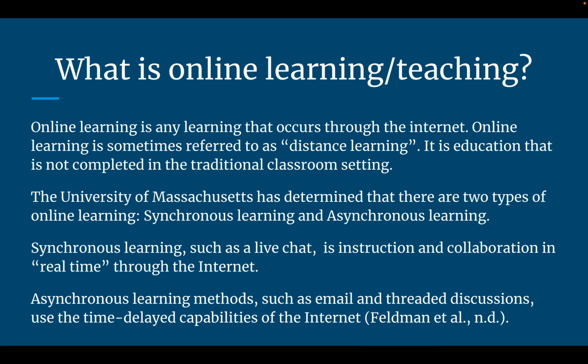The University of Massachusetts has determined that there are two types of online learning: synchronous learning and asynchronous learning. Synchronous learning, such as a live chat, is instruction and collaboration in real time through the internet. Asynchronous learning methods, such as email and threaded discussions, use the time-delayed capabilities of the internet.